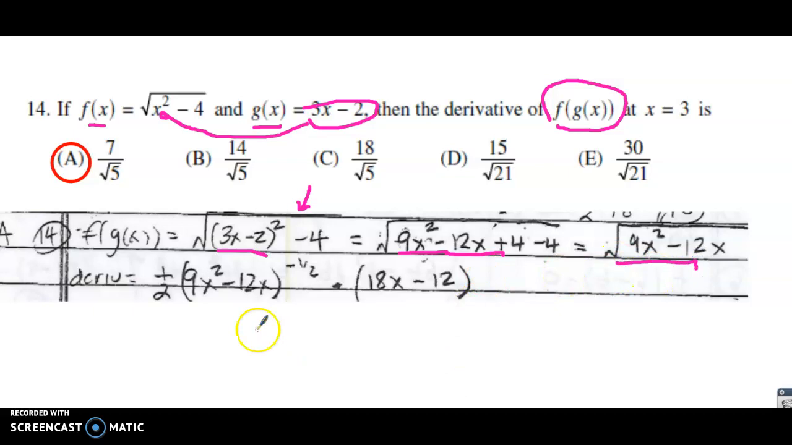Now the derivative requires a chain rule, so I have the 1/2 power in front, decrease the power by 1, leave the inside alone, take the derivative of the inside. You could have done this by taking the derivative of f of g of x, making it f prime of g of x times g prime of x, and you could have done the problem that way also.